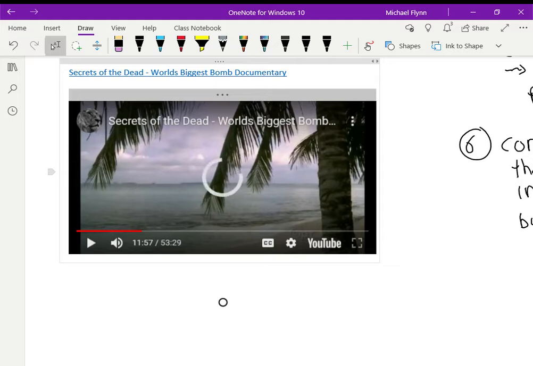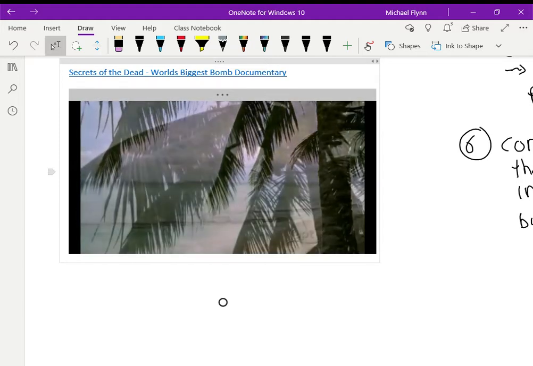Yeah, so this island's called the Bikini Islands. The bathing suit is named after these islands. And this is the original World War II bomb design.